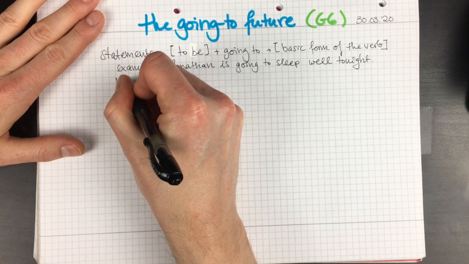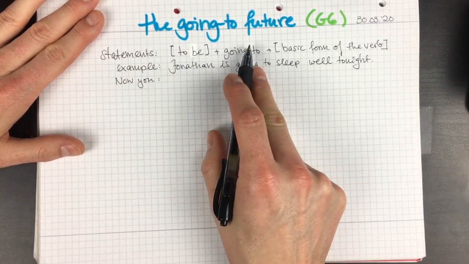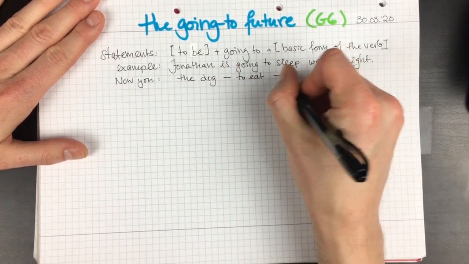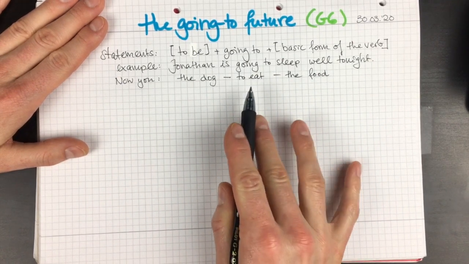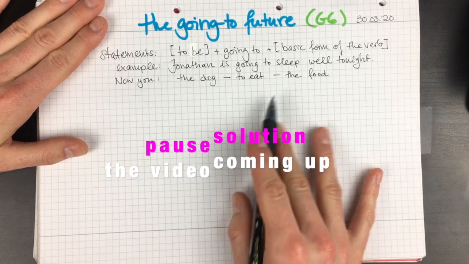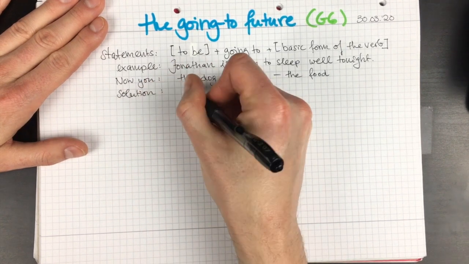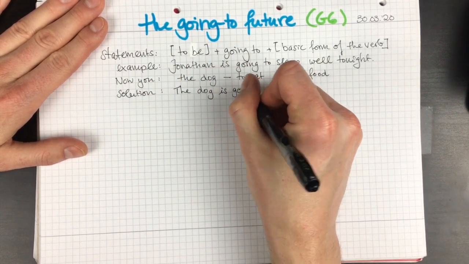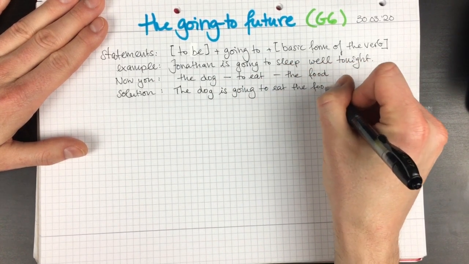Test yourself. Please make a sentence in the going to future with these words. So there's a hungry dog. We know that the dog likes the food. Make a sentence about that. The solution is: the dog is going to eat the food.